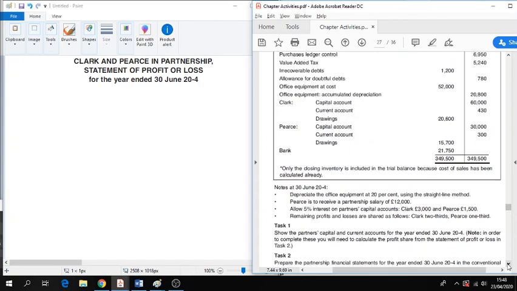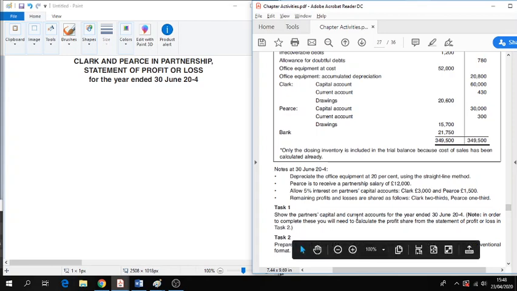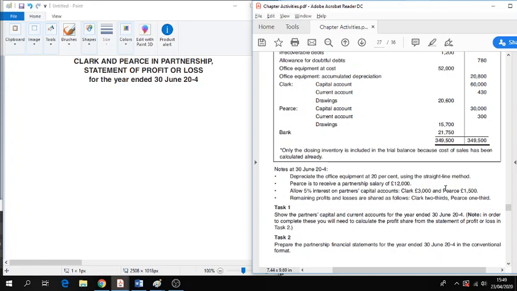The tasks are at the bottom. Okay, so there are two tasks. The first task is you need to put together the capital accounts for the two partners, the current accounts for the two partners. Okay, and then task two is the partnership financial statements. Okay, before you start, what I would probably do is, if you know the capital account in this question is going to stay the same, it's not going to change at all. Okay, so you can do that at any point.